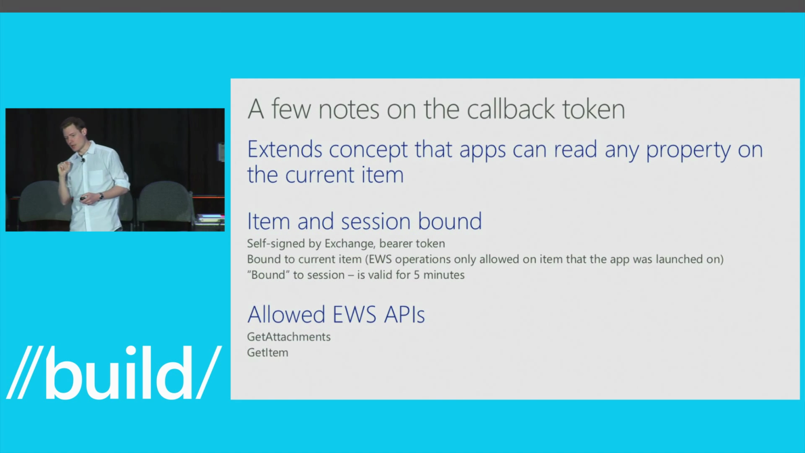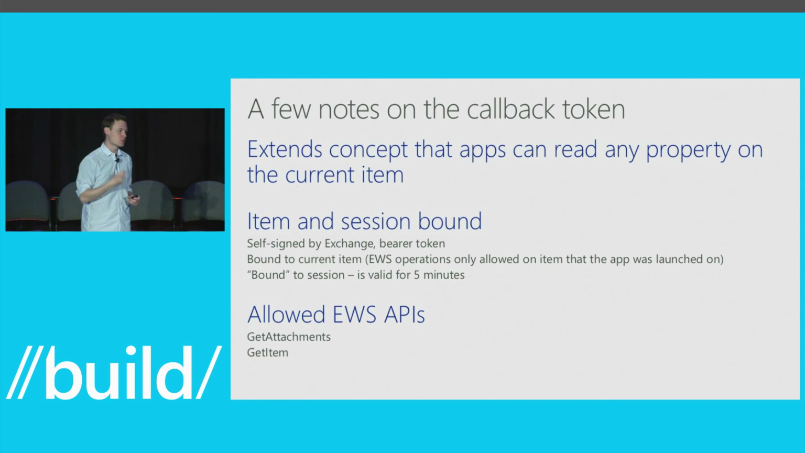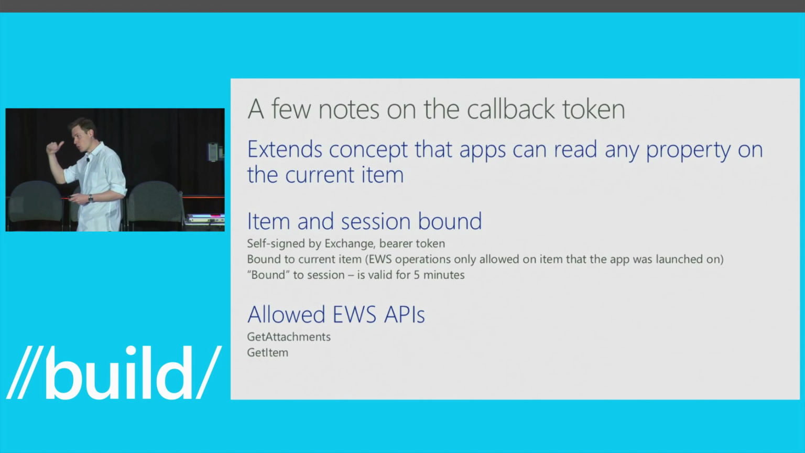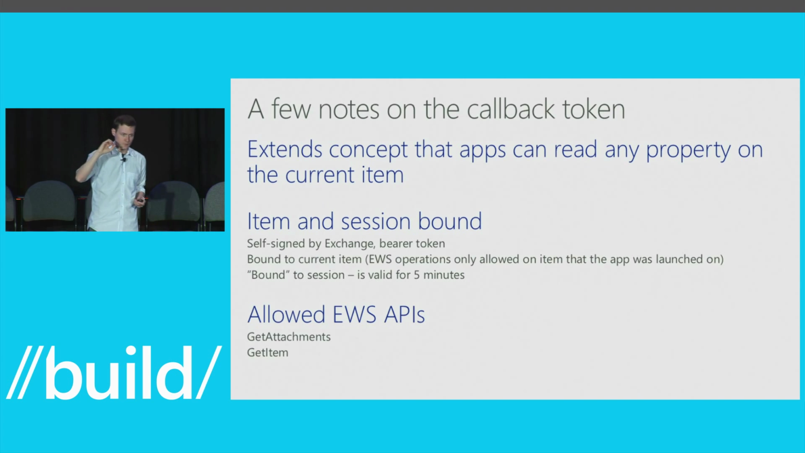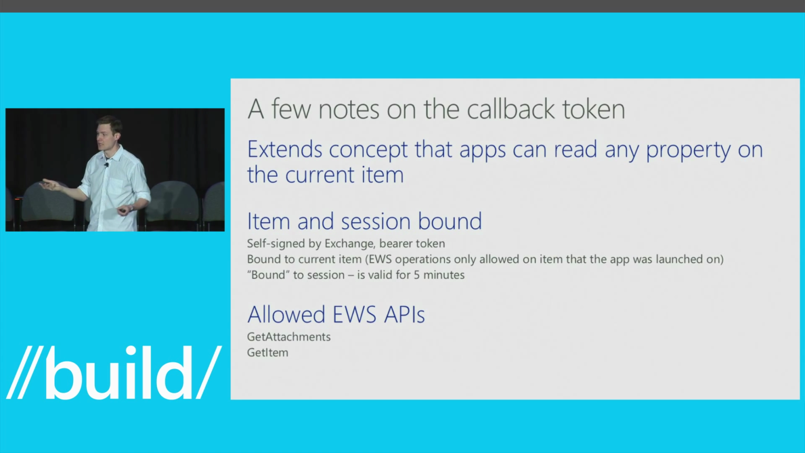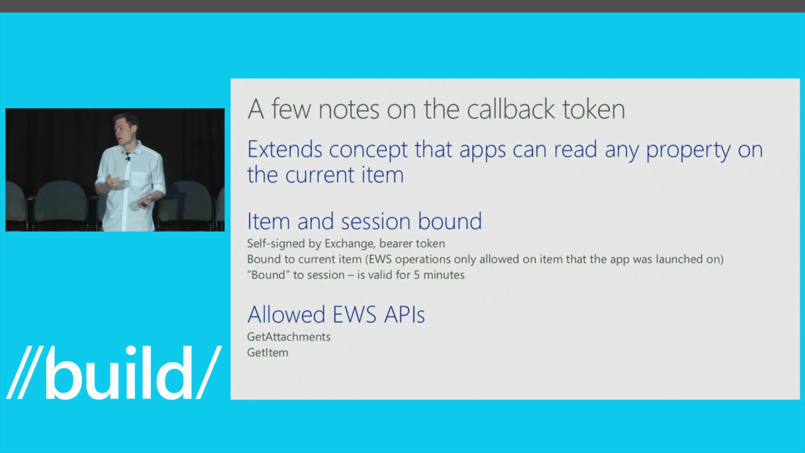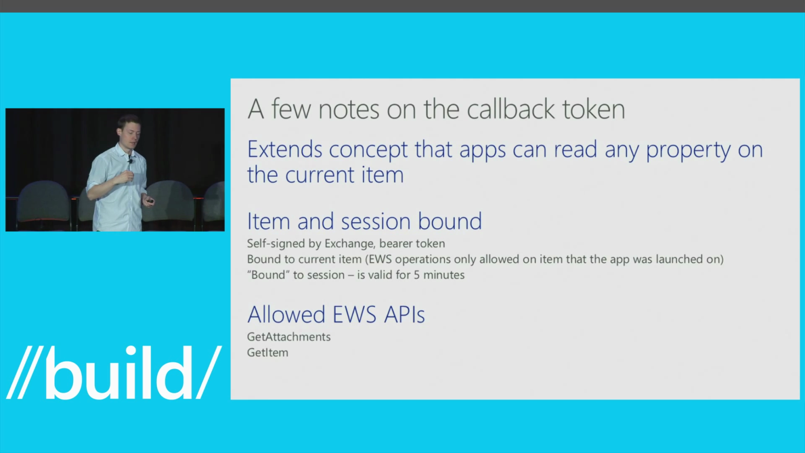And finally, a couple of notes on the callback token, or what is this token all about? The point of the token is to extend the concept that apps can read any property on the current item. As I mentioned, we have multiple permission levels, and I'll talk about that a little bit later today. However, one of the permission levels is called read item. And just as you might suspect, it allows an app to read any property on an item. Well, in the past, this wasn't true. Apps couldn't get access to the body. Apps couldn't get access to attachments with that permission. So we are changing that.